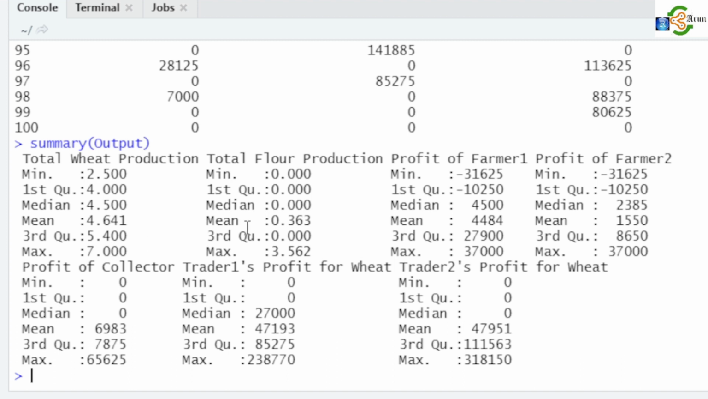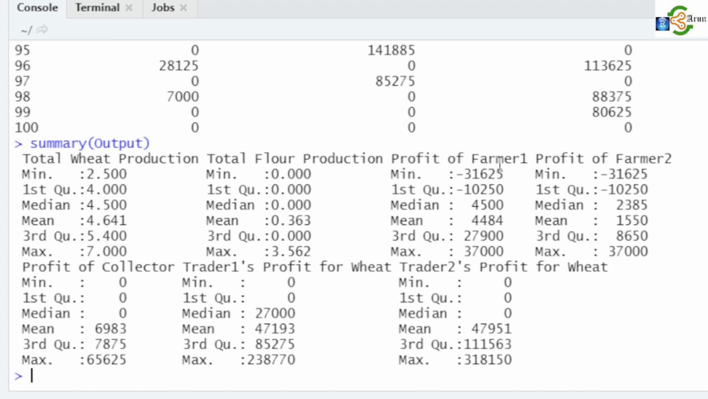What about the flour production? Even for the 100 times, it looks like just at one time the sale was made to the processors. Okay, so the maximum wheat flour produced is 3.56 metric ton of wheat flour. Let's talk about the profit.